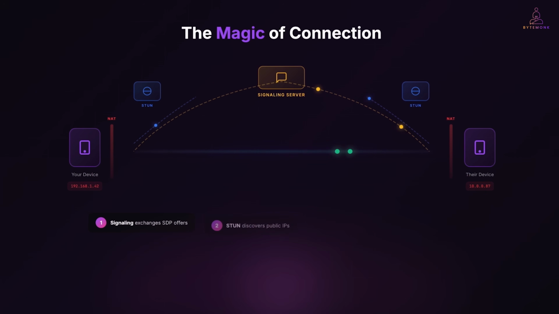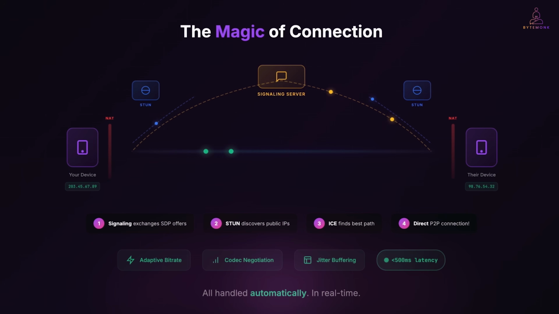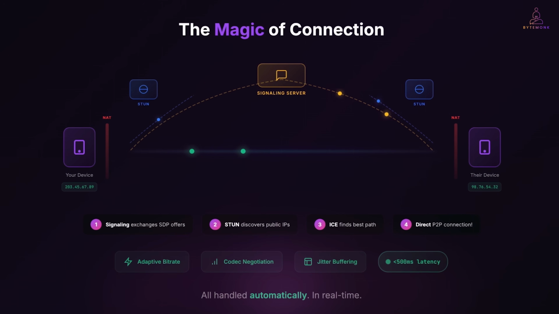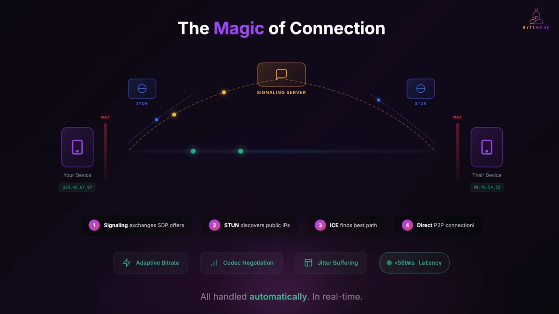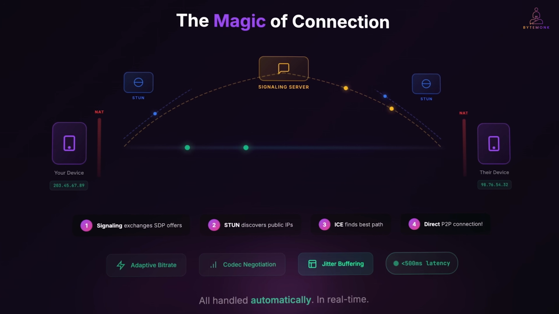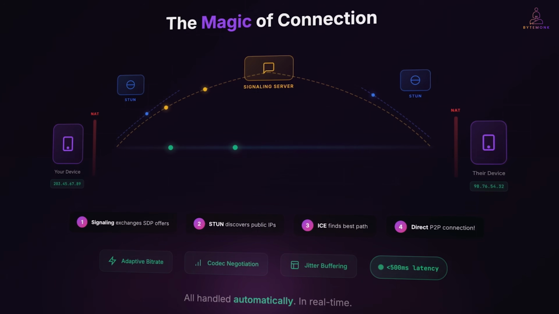This is where WebRTC uses something called signaling, a clever three-step process involving STUN servers and fallback mechanisms to establish that direct connection. It's pretty fascinating how it navigates through firewalls and NAT to make this work, but that's a deep dive for another video. Once connected, WebRTC handles everything automatically. Adaptive bitrate streaming, codec negotiation, jitter buffering, all in real time with latency under 500 milliseconds.